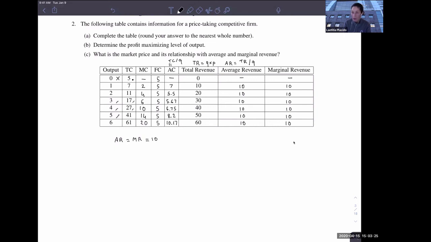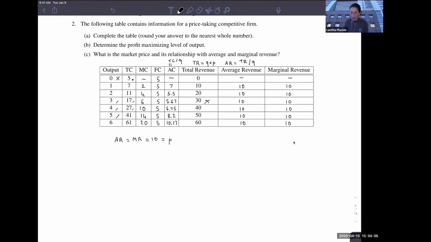What can we say about the market price? How can we get the market price from that table? Market price is 10. You can use total revenue. Let's say you look at here. You know that if total revenue is 30, you produce 3 units, so the market price has to be 10. So here, average revenue is equal to marginal revenue, and this is equal to the market price. And that's going to be the case for a price-taking firm.